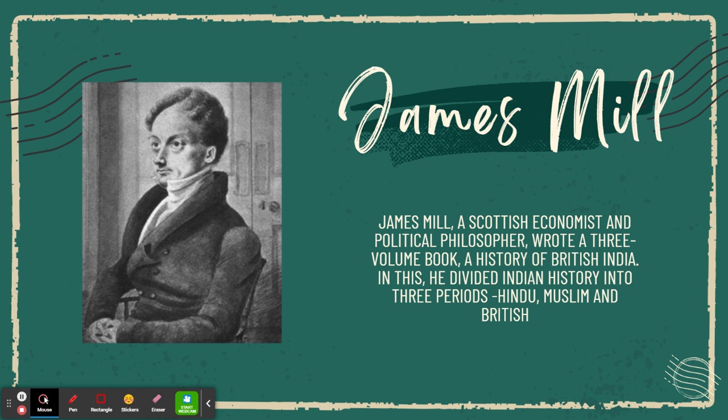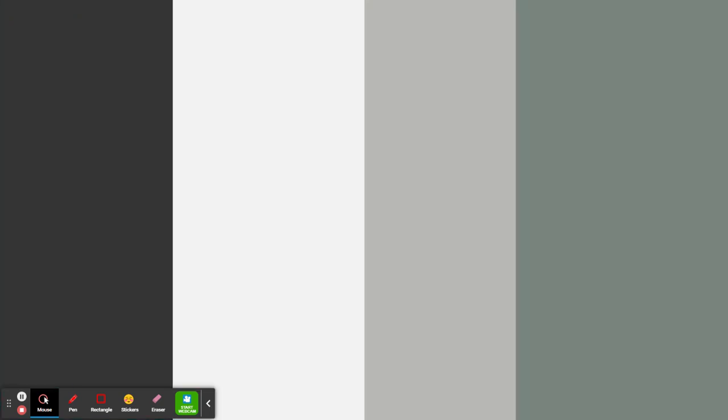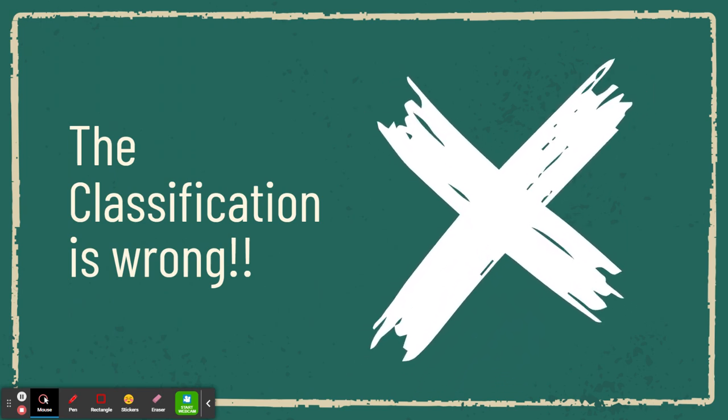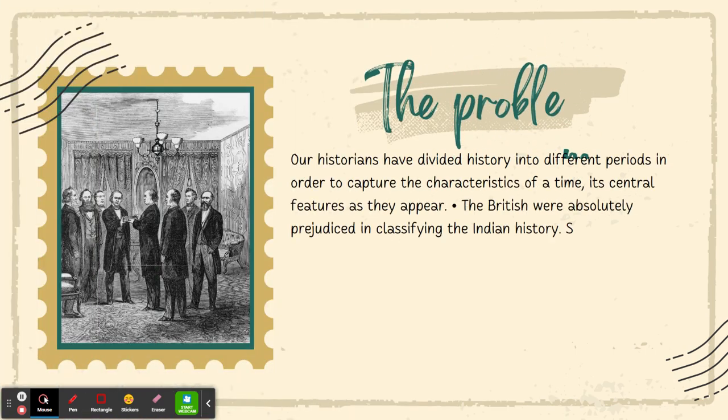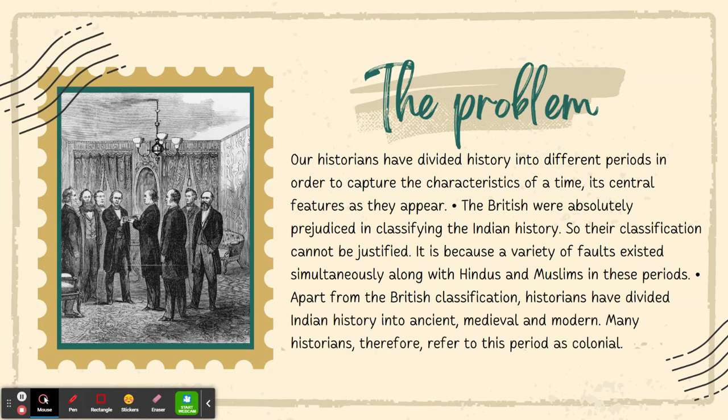Now, James Mill. Who was James Mill? James Mill was a Scottish economist and a political philosopher. He wrote a three-volume book, A History of British India. In this, he divided Indian history into three periods: Hindu, Muslim, and British. Now, this classification is very, very wrong. How? Our historians at this point of time have divided history into different periods in order to capture the characteristics, while the British were prejudiced in classifying Indian history.